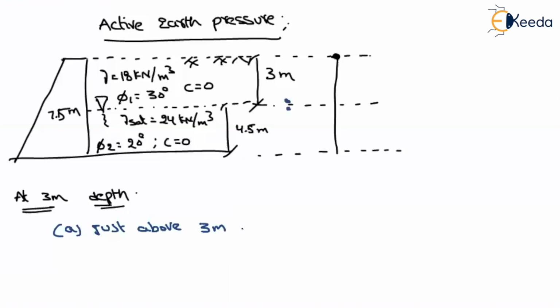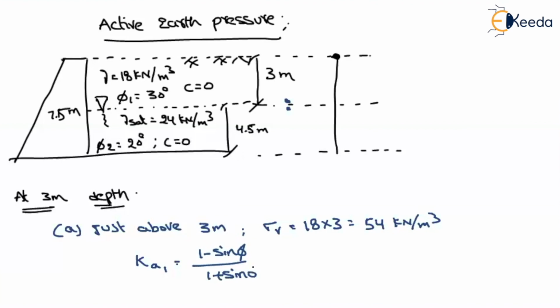Now, what is the vertical stress up to that layer? This is in dry condition. So what is the vertical stress? 18 into 3. That will be equal to how much you will get? 54 kilonewton per meter square. What about the Ka value? Let us say as we are representing phi 1, I am writing Ka1. That will be equal to, as we are finding active earth pressure, 1 minus sine phi divided by 1 plus sine phi, phi 1. If you substitute phi 1 equal to 30, then you will get a magnitude of 1 by 3.